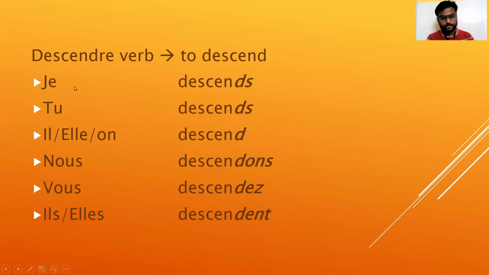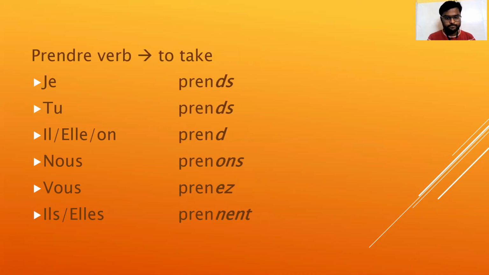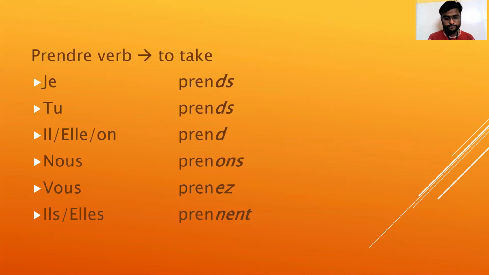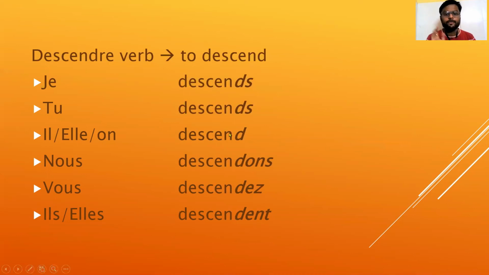Now, the same logic goes with the descendre verb. Alright. DS, DS, D, DONS, DEZ, DENT. Alright. See? Got it? I hope you understood. So basically focus on the endings. Focus on the endings. That's it, guys. DS, DS, D, DONS, DEZ, DENT. Here in the descendre verb, you have to remember this part. Take care of this part. Just learn these endings.